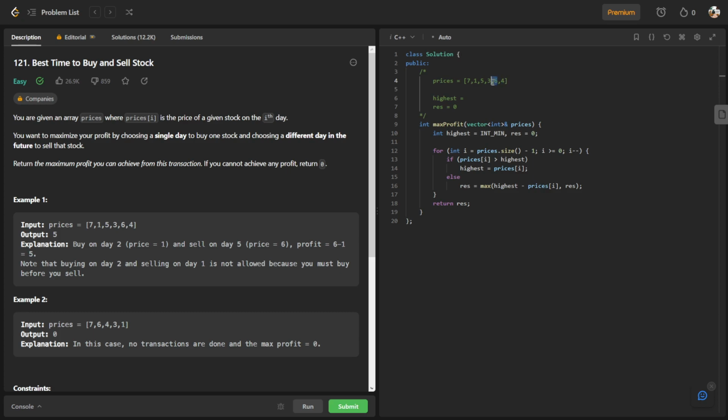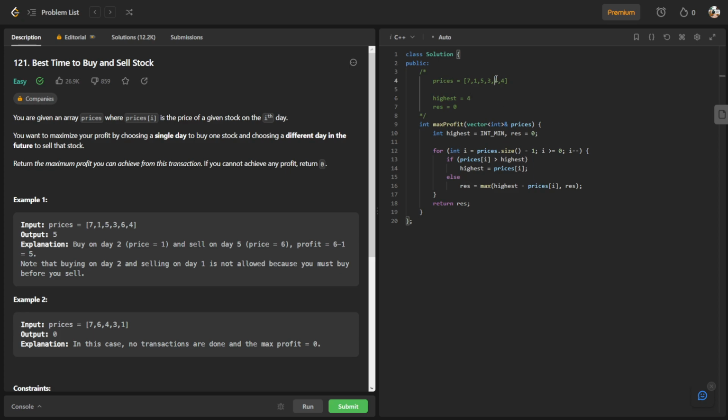every number in front of it, and based on that we can calculate the maximum profit. So I have a for loop here that, like I said, iterates from the back of the array. I first check whether this price is more than the highest. Since the current highest is int min, the lowest possible number an integer can have, our highest is currently 4.